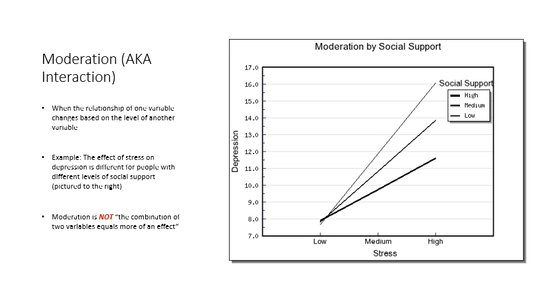You'll additionally be learning in Psych 350 to some degree what moderation is. Moderation is when the relationship of one variable changes based on the level of another variable. So, this is actually quite a confusing topic for some people, and actually it becomes quite confusing for me as well. So, for example, the effect of stress on depression is different for people with different levels of social support, which is actually pictured to the right.